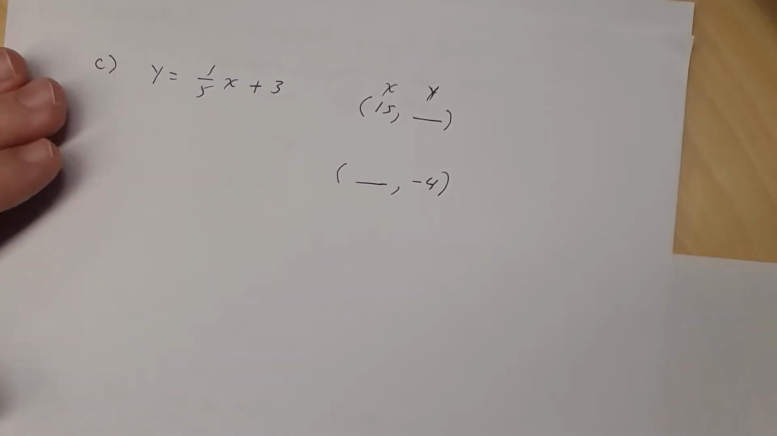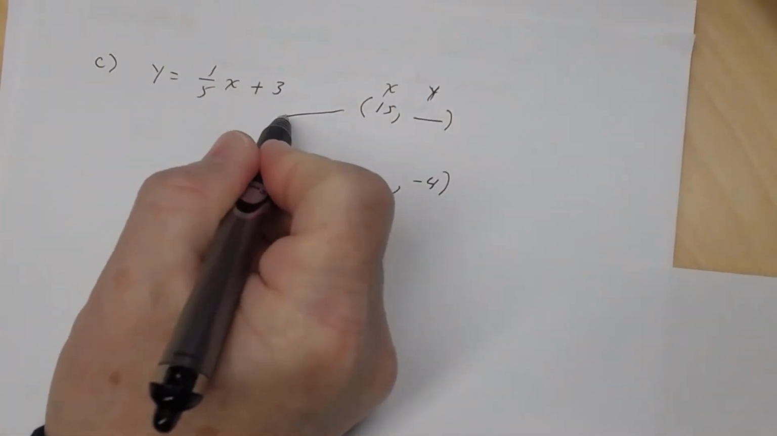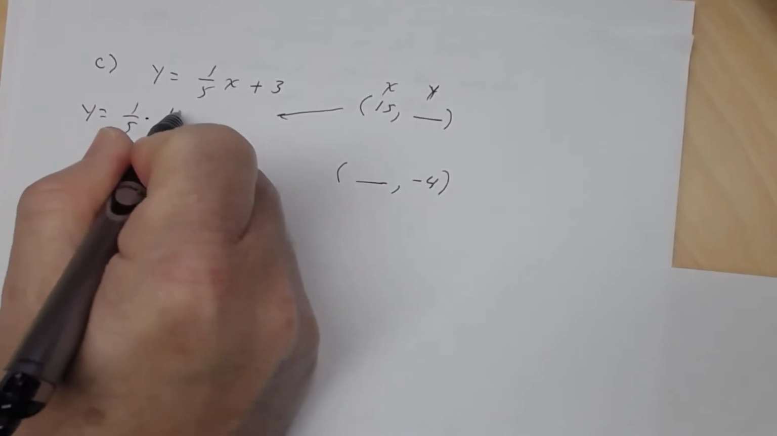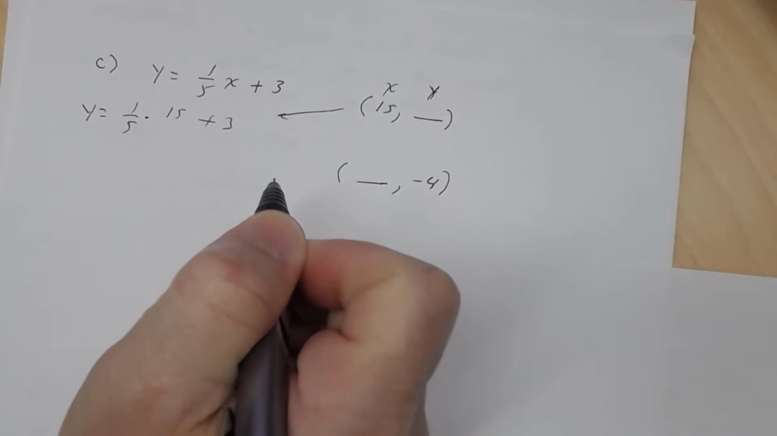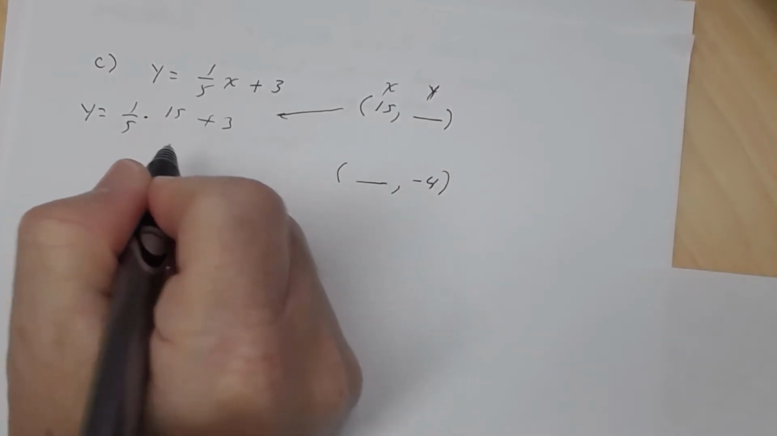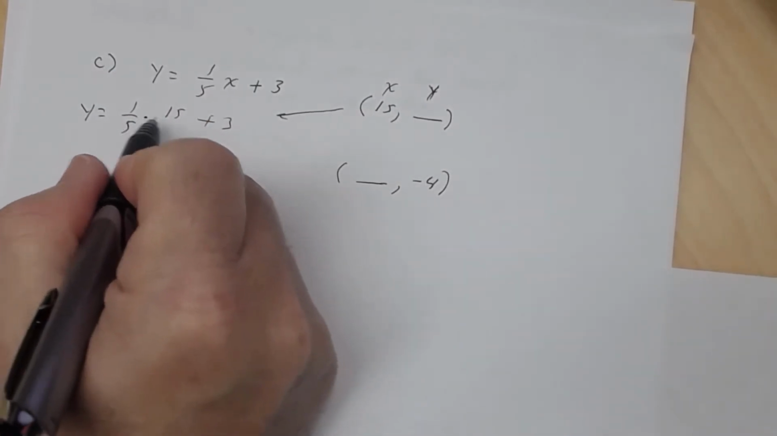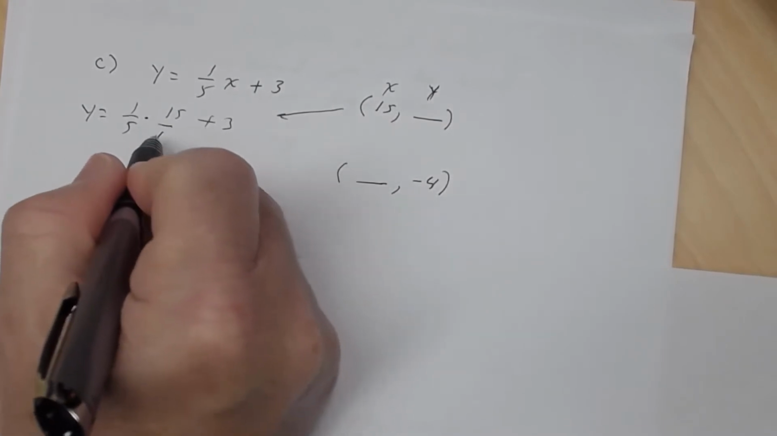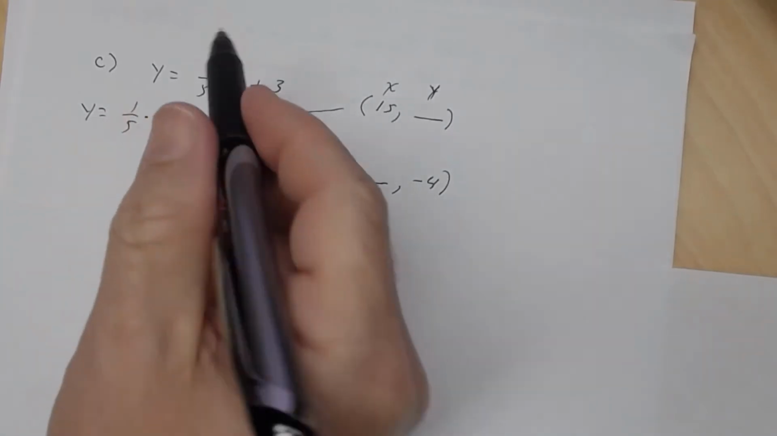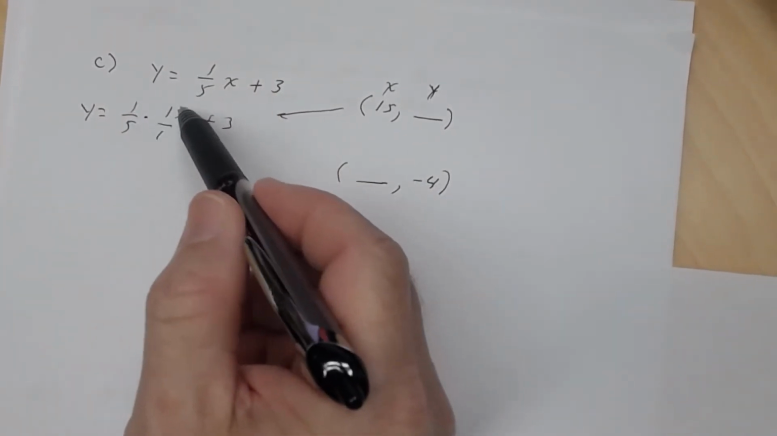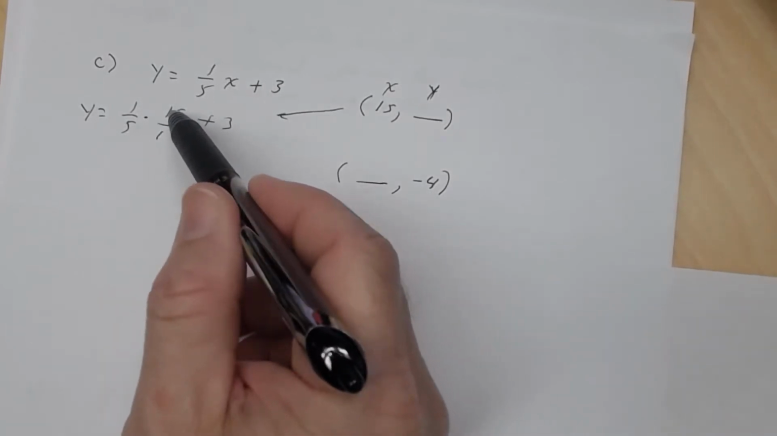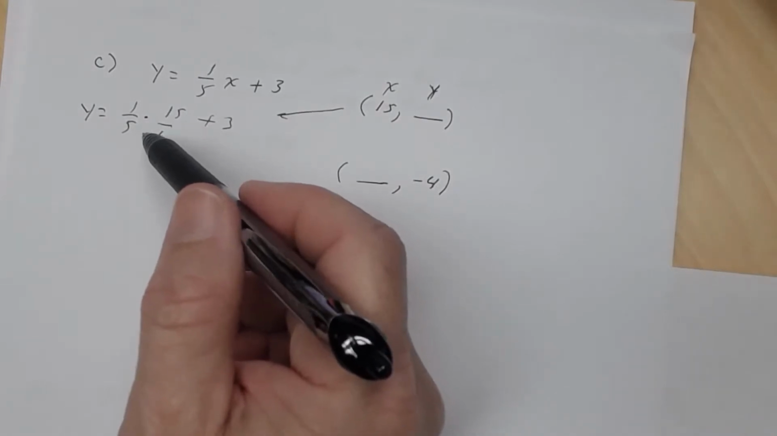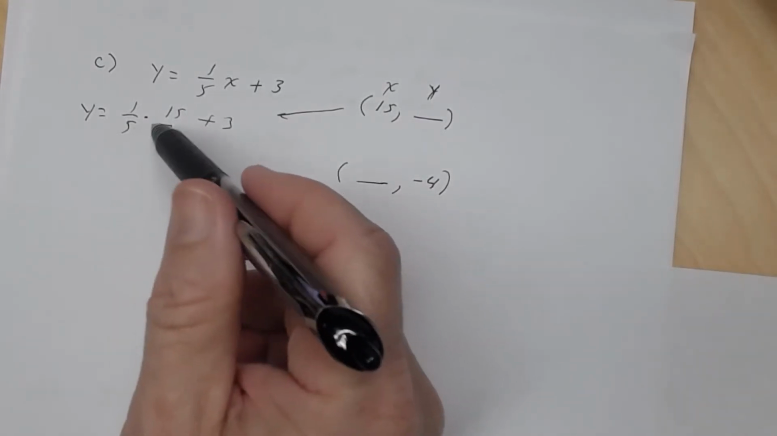So here's what we get. y equals 1/5 times 15 plus 3. Wherever I saw the variable x, I just substitute 15. Now, remember, you got to multiply before you add. So if you're still struggling with multiplying fractions, you may want to rewrite this as 15 over 1. And then it's okay to say 1 times 15 is 15, 5 times 1 is 5, and then 15 divided by 5 is 3.